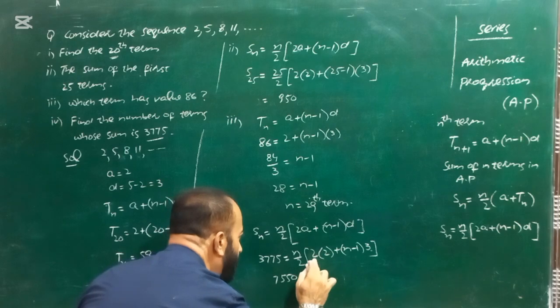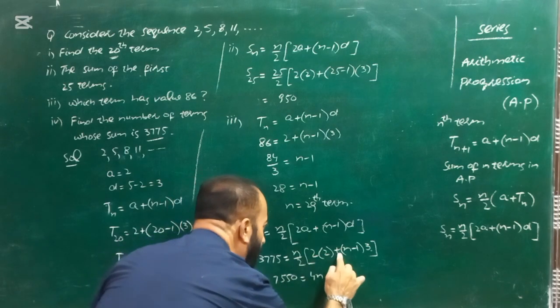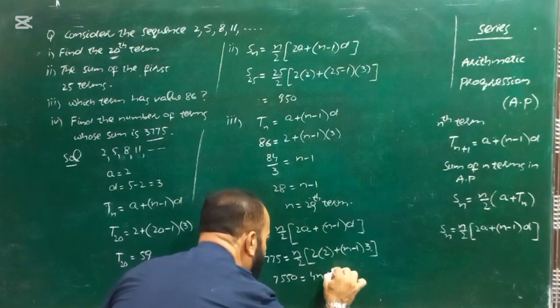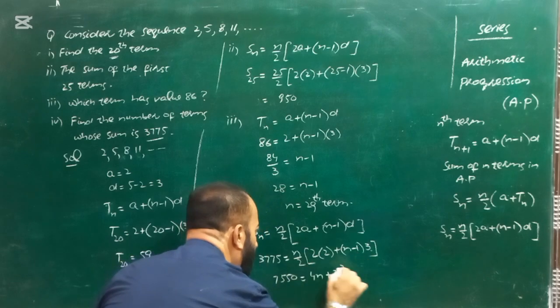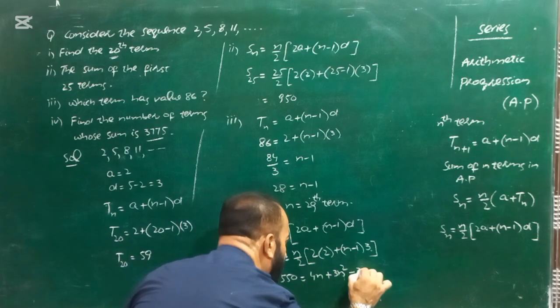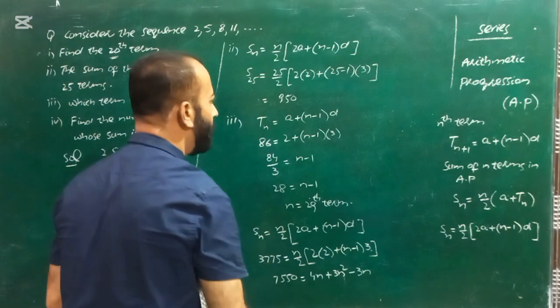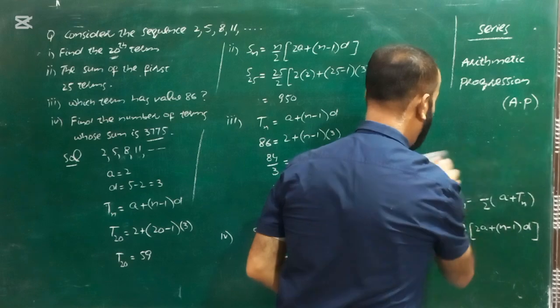N will be multiplied inside, so 4n plus 3n square minus 3n. So we have simplified it. Okay, rest of the question will be solved here now.